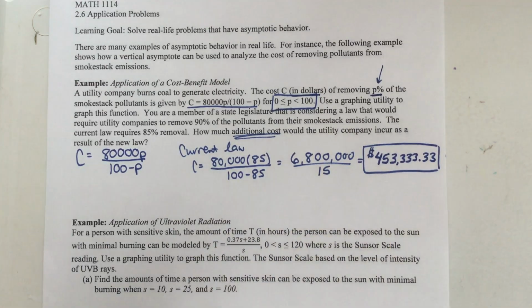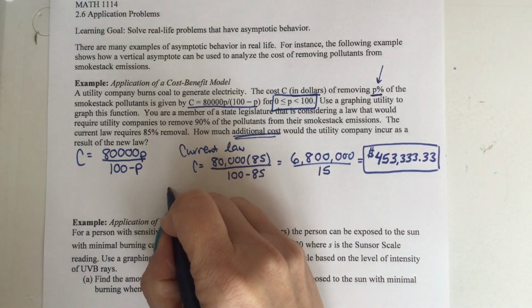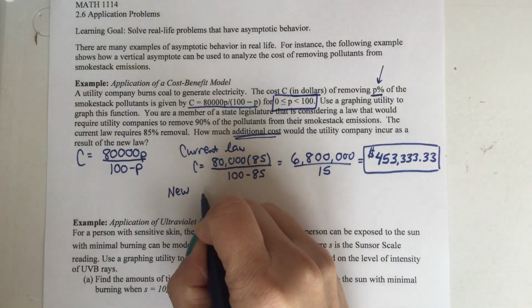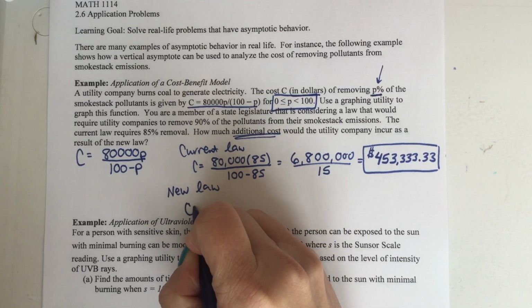Well, now the state legislator's like, dude, we need to get more pollution out of the air. So they're considering a new law where you'd have to remove 90%. So new law, let's go ahead and see what the new cost would be.